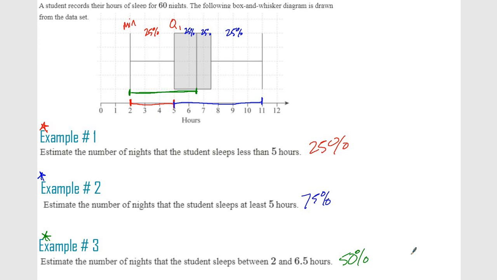See, we can figure out percentages with a box plot. There's so much more we can know. Obviously we can't do it from 2 to 3 hours or from 4 to 9 hours, but if we are just looking for the min to Q1, that tells us a lot about where our data is spread out.